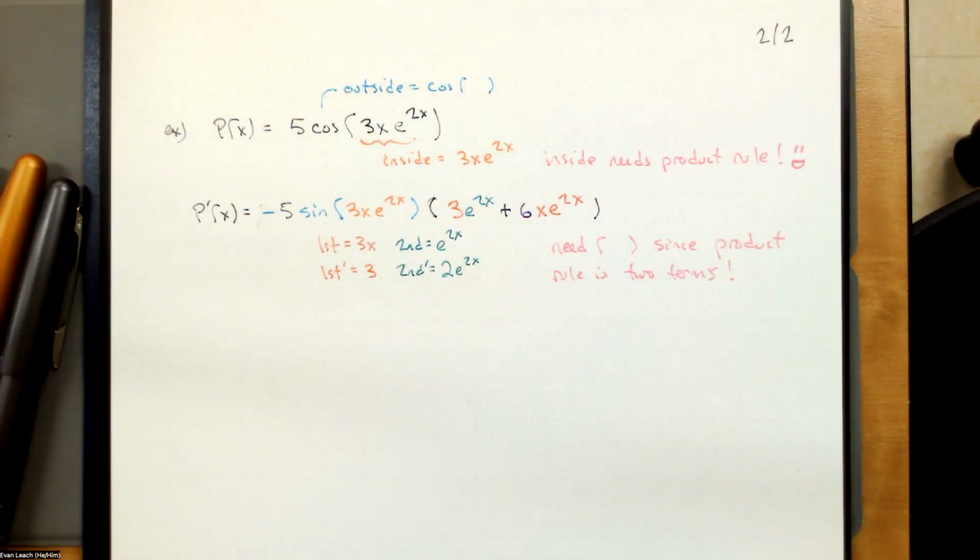We need parentheses because the product rule consists of two terms. And I've got to multiply the negative 5 sine of 3x e to the 2x by both of those terms.